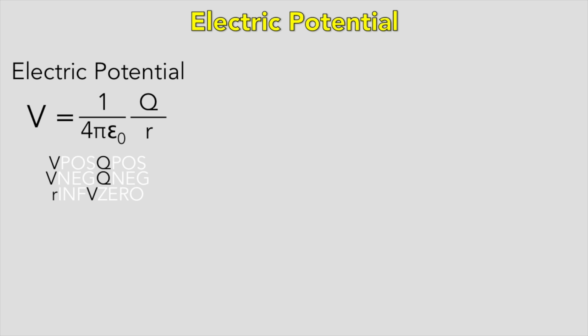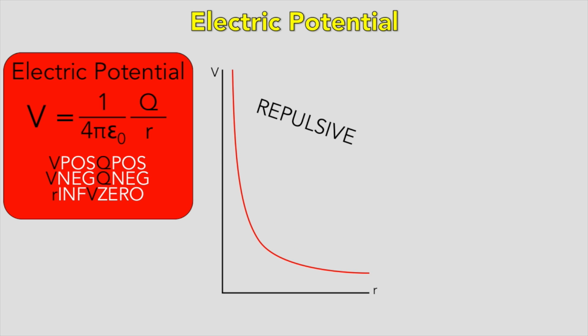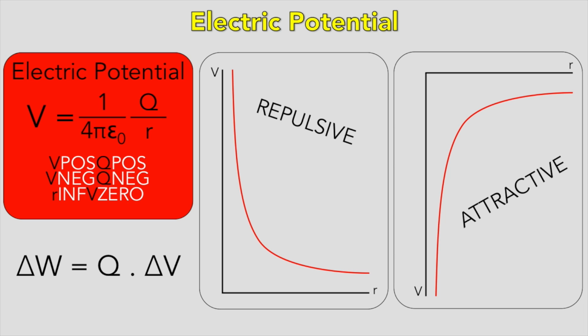As r goes to infinity, the potential will approach 0. The gradient at a point on these graphs gives E. Therefore, E is the change in V over the change in r. The electric potential difference is the energy needed to move a unit charge, and is given by delta W, the change in work, equals Q times delta V.